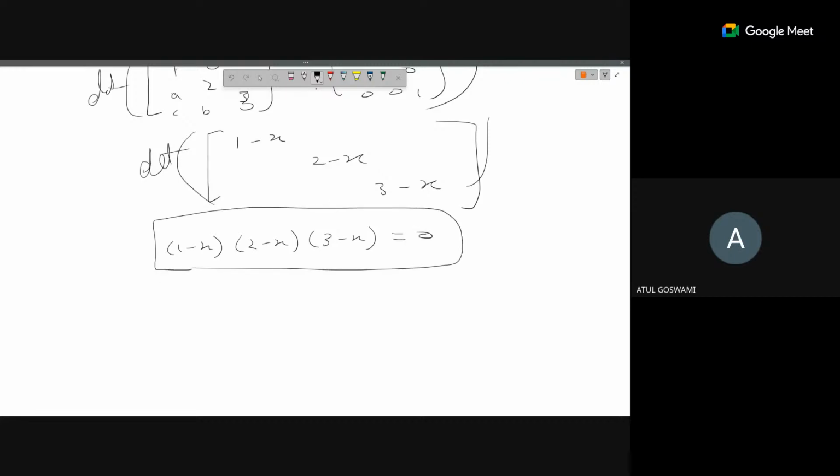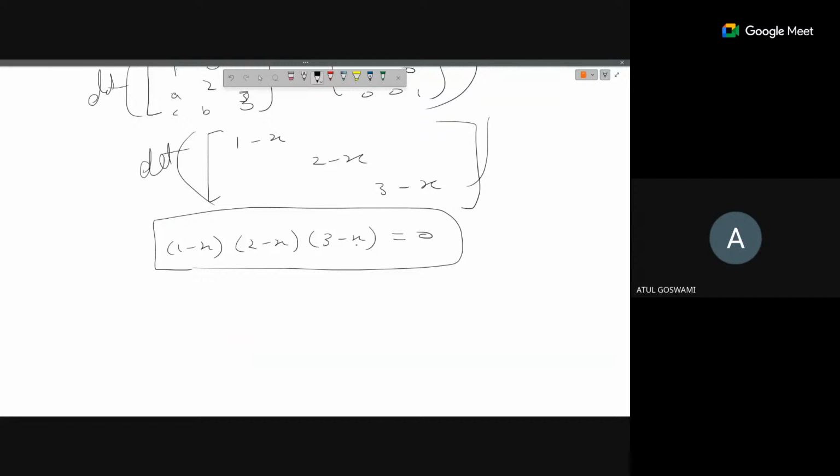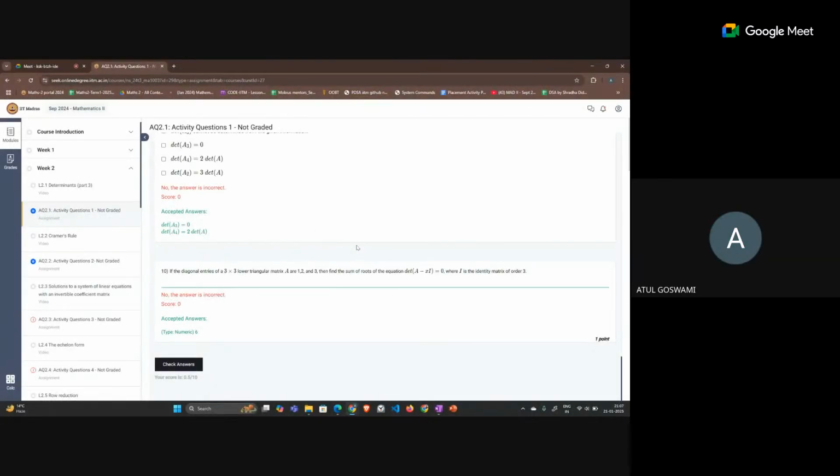Now what we have to calculate is the sum of roots. What are the roots of this equation? 1, 2, 3. So the sum of roots is 6. Any doubt in this now? No, sir. Okay, next question.